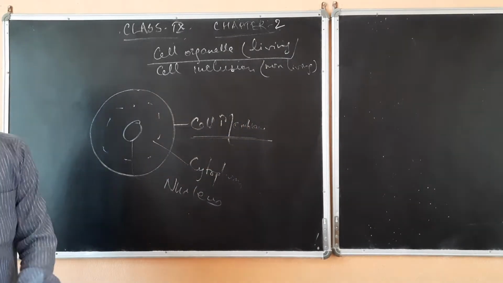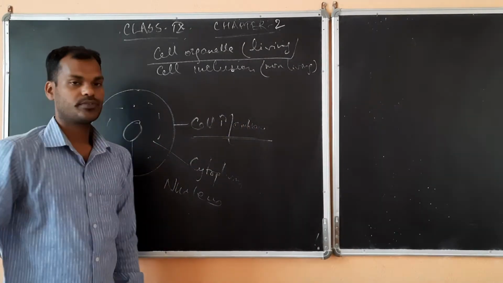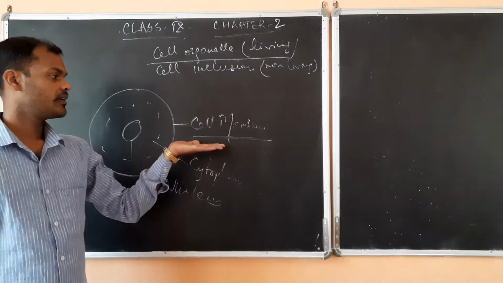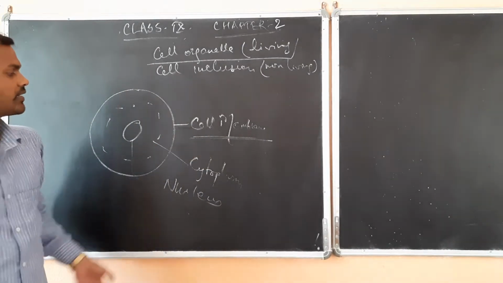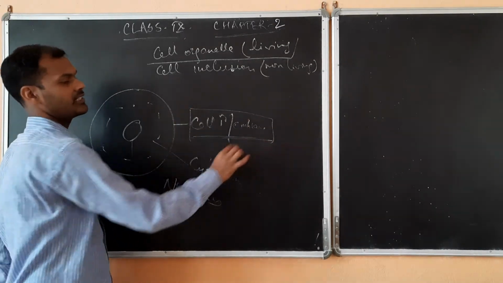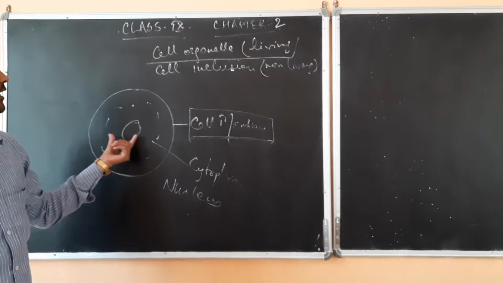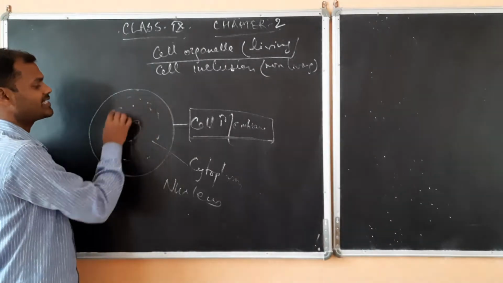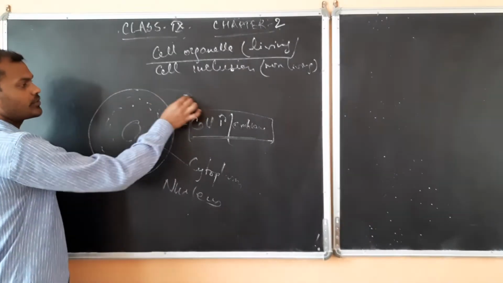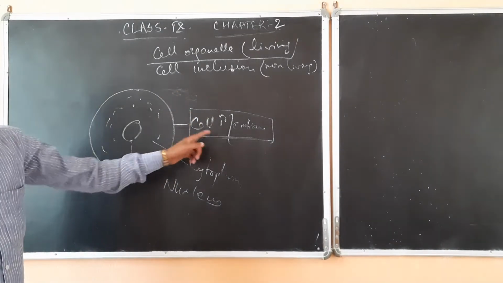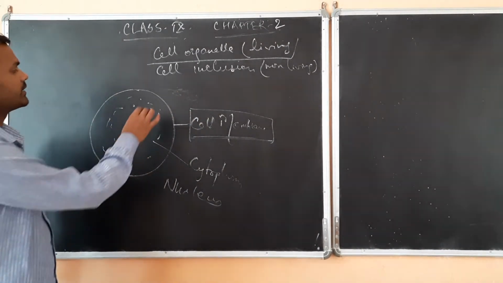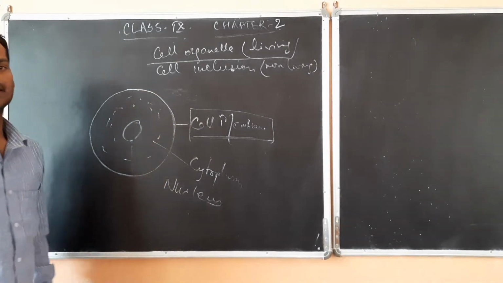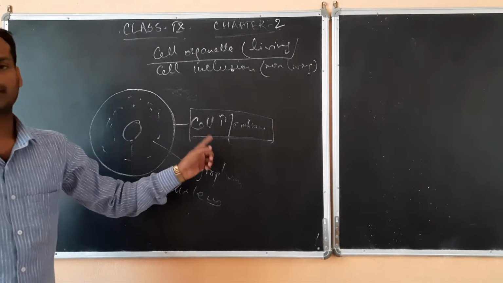Now coming to the functions of the cell membrane. The cell membrane provides rigidity, and it helps in the protection of the cell and its internal components from the outside environment. Whatever is present inside is protected from the outside substances through the cell membrane. The size and shape of a cell is due to the cell membrane.